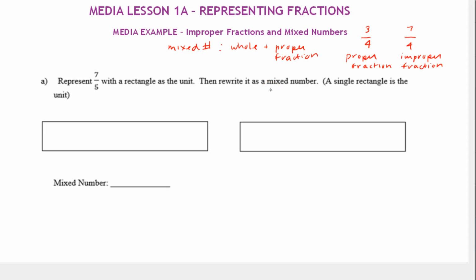So let's start with this area model. Represent 7/5 with a rectangle as a unit, then rewrite it as a mixed number. And again, in this case, a single rectangle is a unit. So I'm going to break these each into fifths by making 4 cuts.